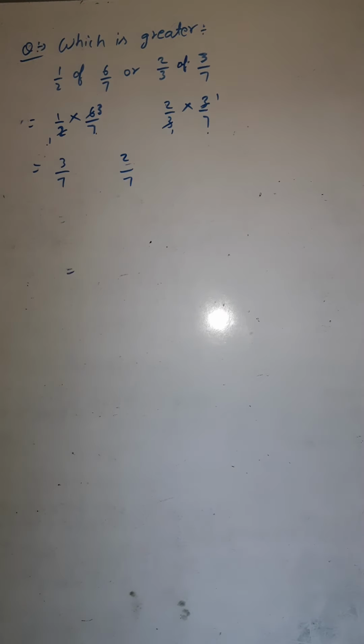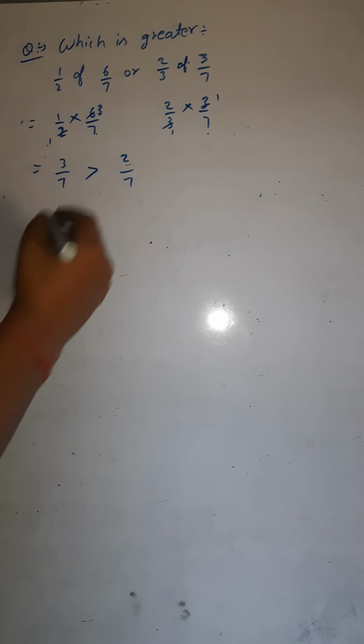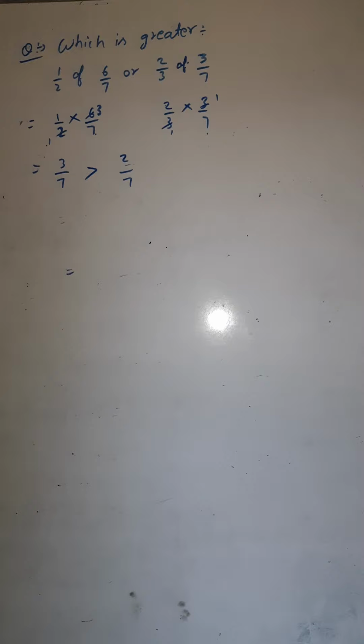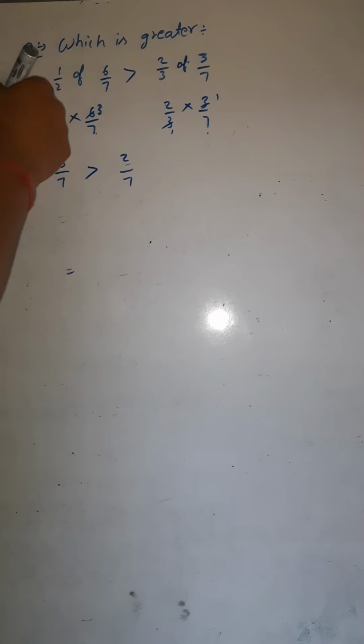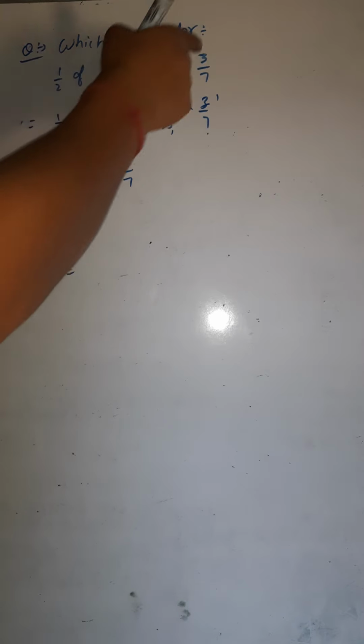Now just tell me which one is greater, whether this or this. Both are having the same denominator. If the denominators are same, then the fraction which is having the numerator greater would be the greater one. Now you can see 3 is greater than 2. So 3 by 7 would be greater than 2 by 7. So answer would be this one, the first one is greater than this one.